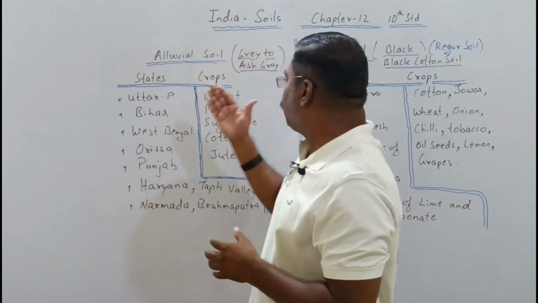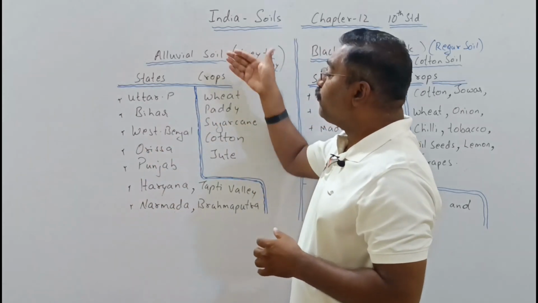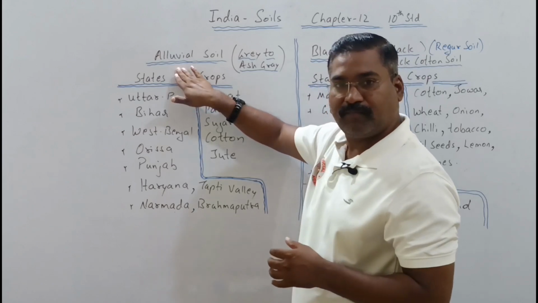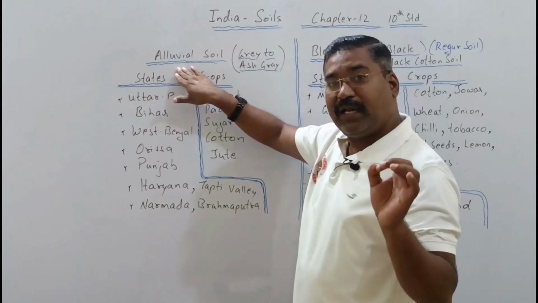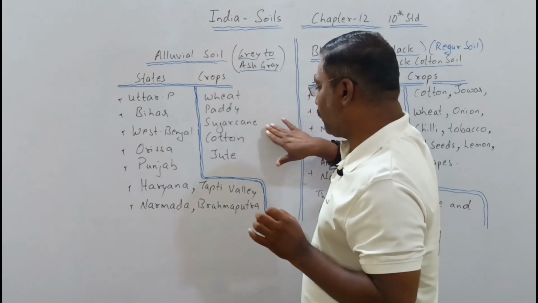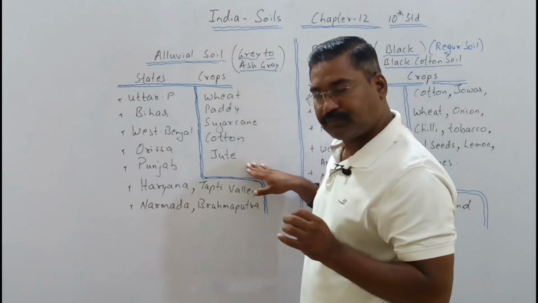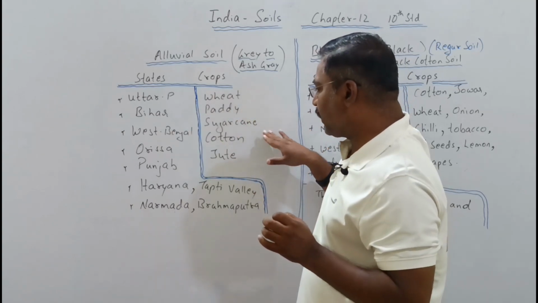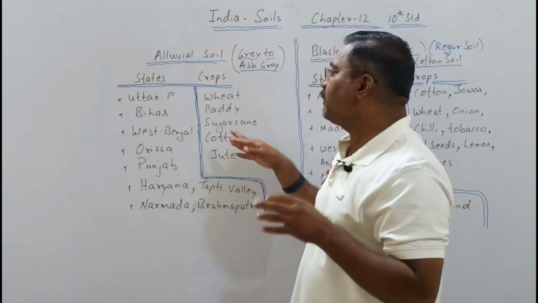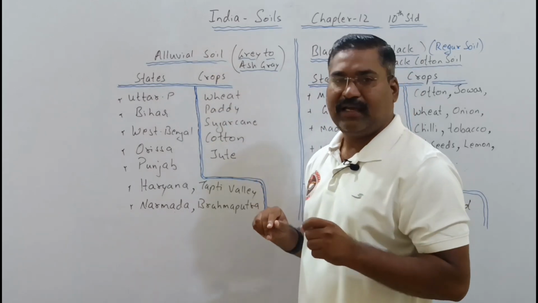Moreover, the crops which grow well in alluvial soil are wheat, paddy, sugarcane, cotton, jute. These are the crops which grow very well in alluvial soil.